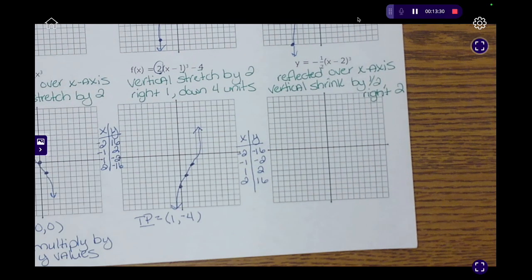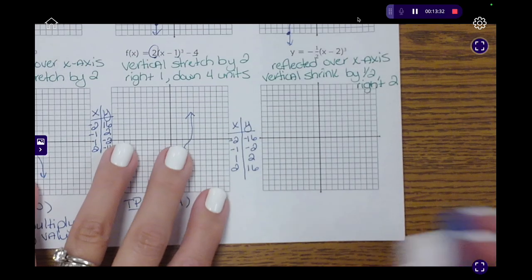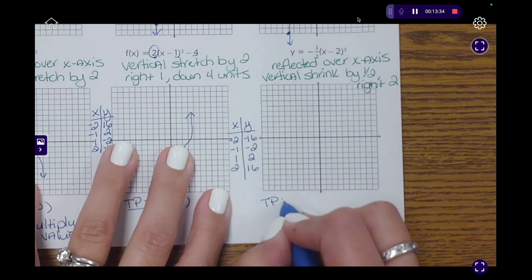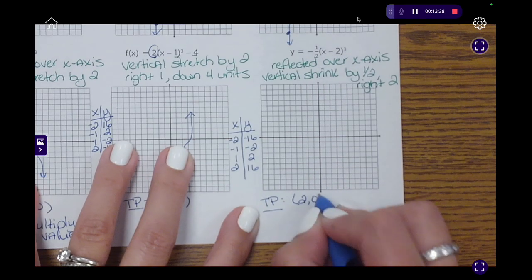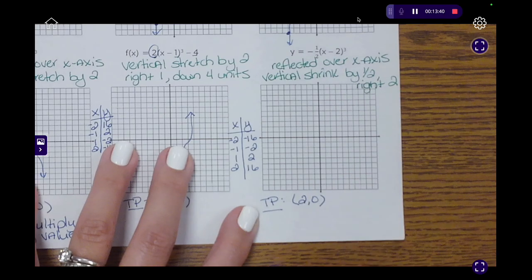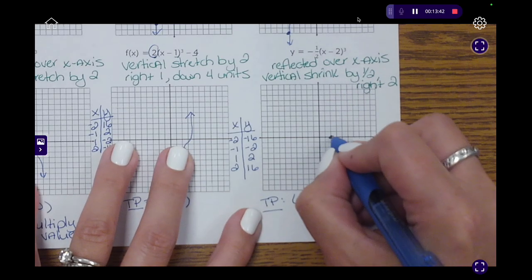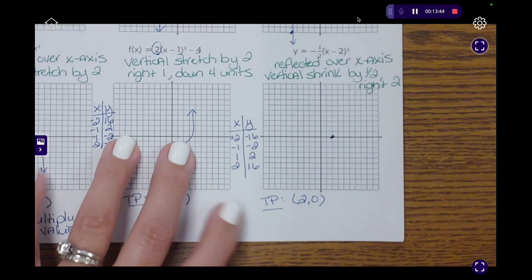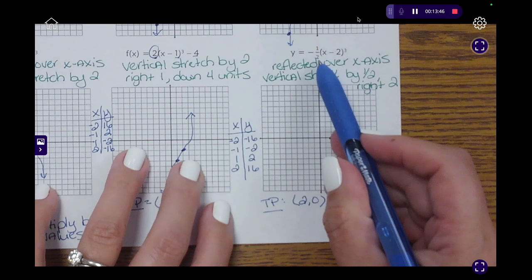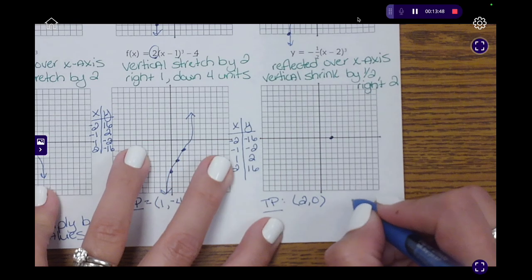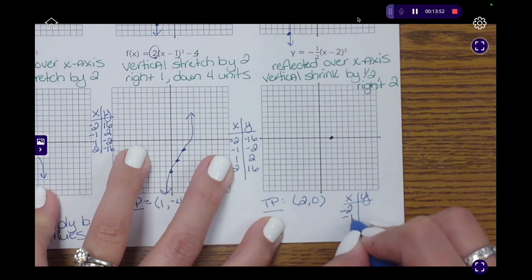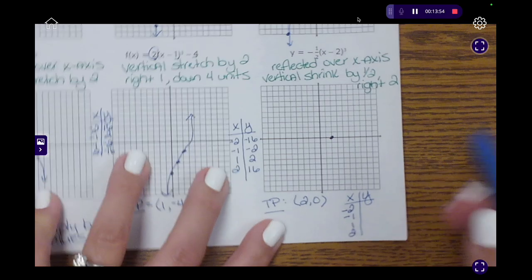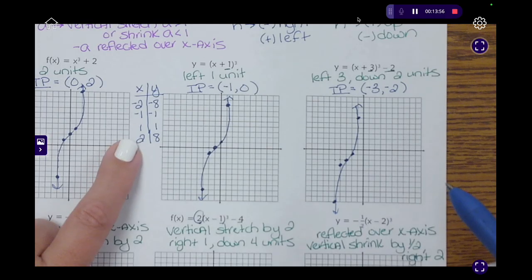So now looking at that and using that, my turning point is just a +2, 0, because I'm not adding or subtracting anything on the outside. So I'm going to start there. So that's the 2, 0. And now remember, I have an a value of a -1/2. So I am going to create my new table by multiplying all those original y values by a -1/2.